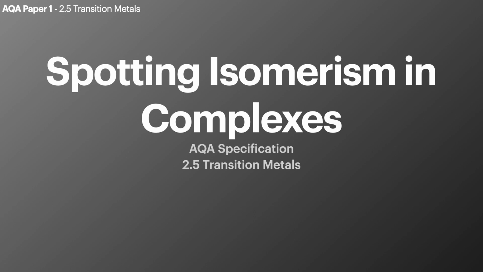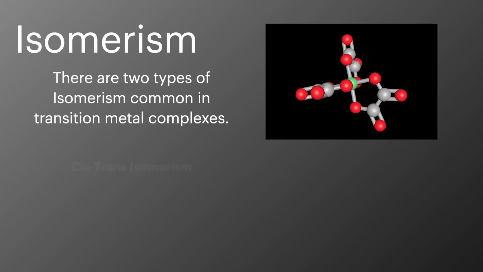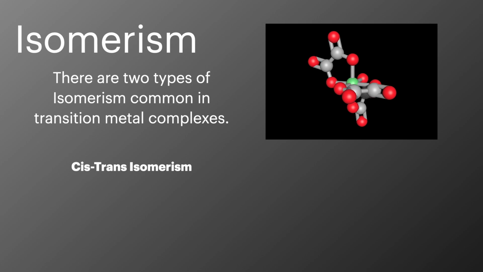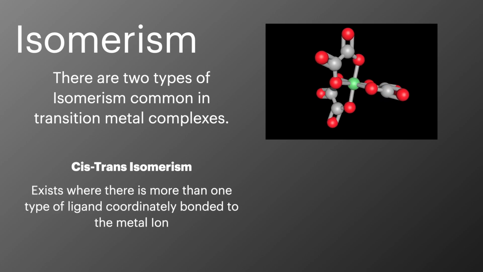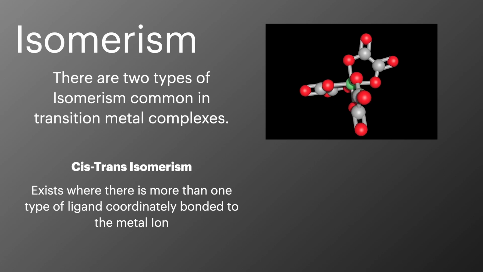We're going to be looking at spotting isomerism in complexes. This is 2.5 transition metals with the AQA A-level chemistry syllabus, and it's on paper 1 of your final exams. So there are two types of isomerism present in transition metal complexes. The first one you'll have come across in your first year studies, and that's cis and trans isomerism. This exists where there's more than one type of ligand coordinately bonded to the metal ion and they sit at different positions relative to each other.